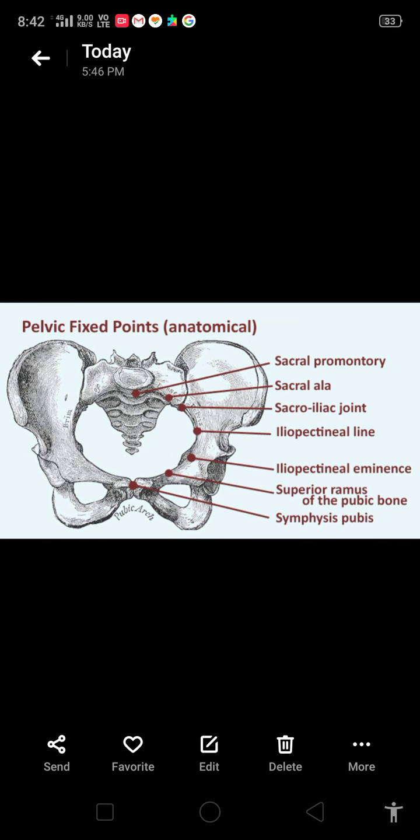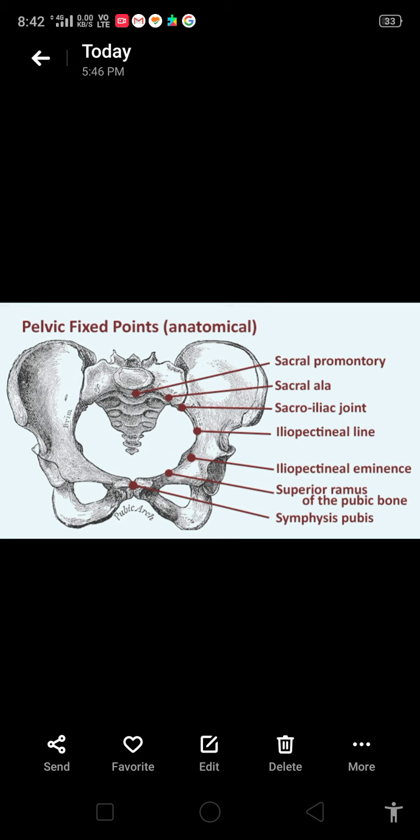Okay, good evening, students. Today we are going to learn about the pelvic bone from an obstetrical point of view. Yesterday we saw the pelvic bone from an anatomical point of view, where we saw the bones which form the pelvic bone, the ligaments, joints, and parts of the pelvic bone. Today we are going to learn it from an obstetrical point of view.